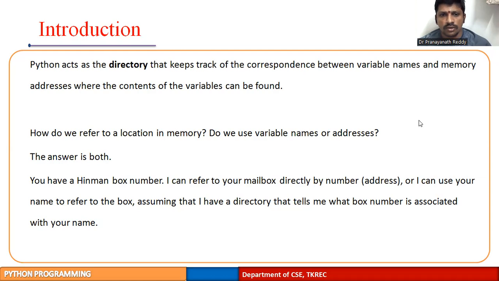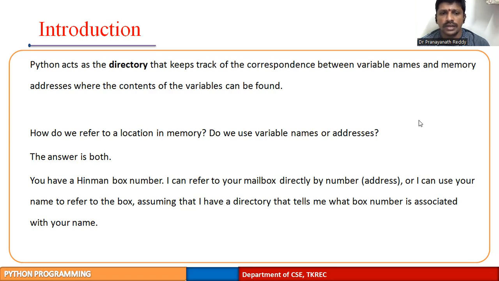So here we are going to refer to the memory location by using the variable names or addresses, right? So here we have a variable and a memory location. So we are linking the memory location to a variable. So Python acts as a directory that keeps track of the correspondence between the variable names and memory addresses, and where the content of that variable can be found, right?